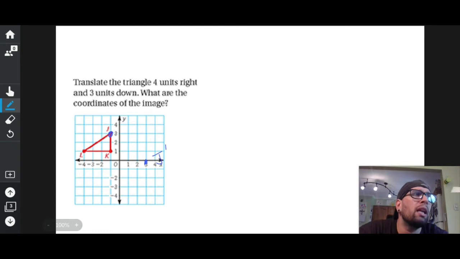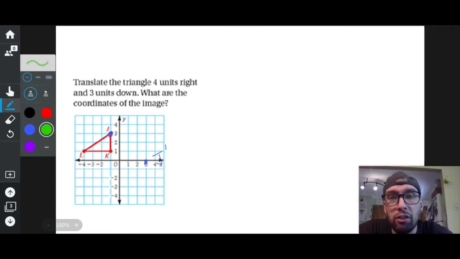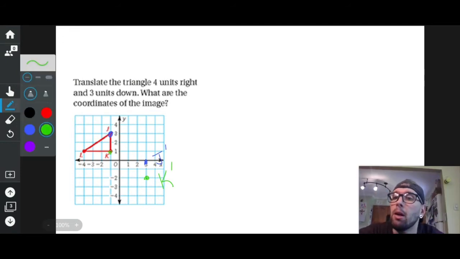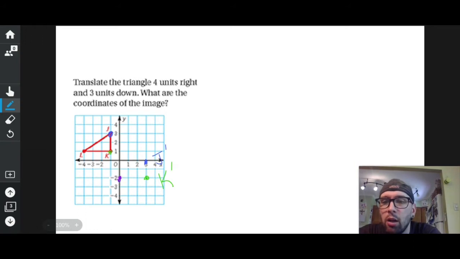And whenever you're creating a new image, which is what this is called, you're going to attach little apostrophes called primes. Let's do it again. I'm going to take K here and I'm going to move it 1, 2, 3, 4 to the right, 1, 2, 3 down, and call it K prime. Again, just counting over and counting down. Let's do the same thing with L. I'm going to move it 1, 2, 3, 4 to the right, 1, 2, 3 down, and call it L prime.